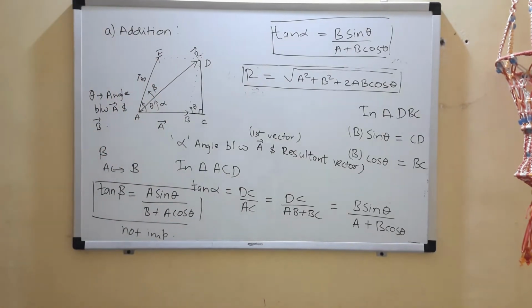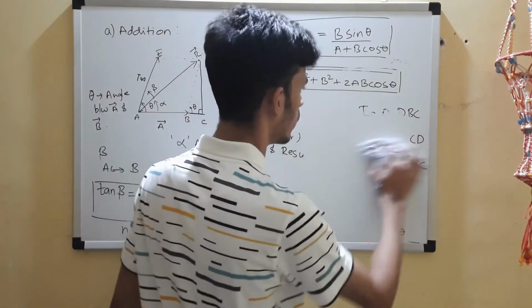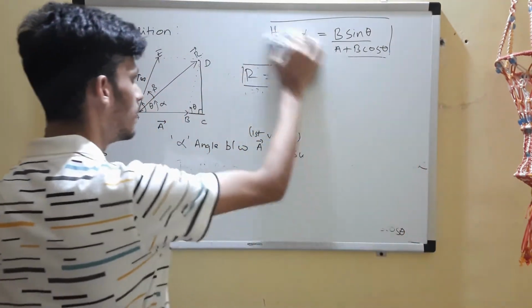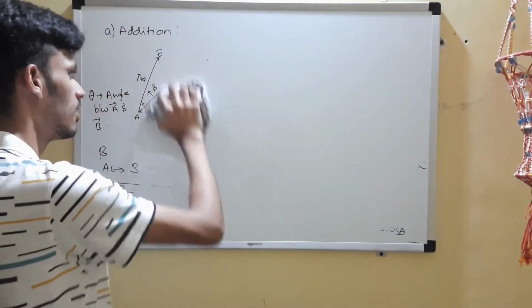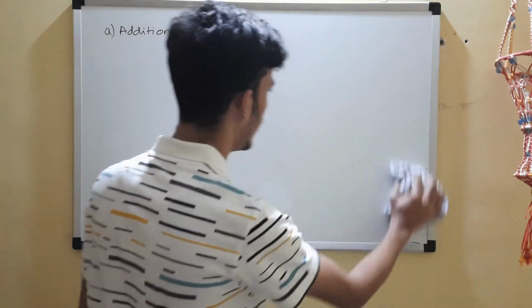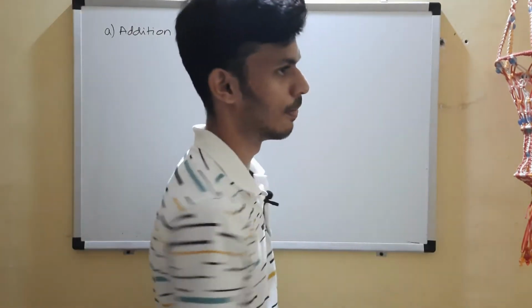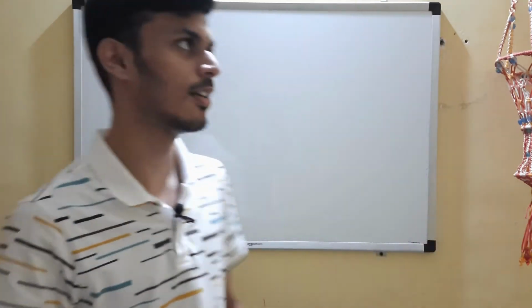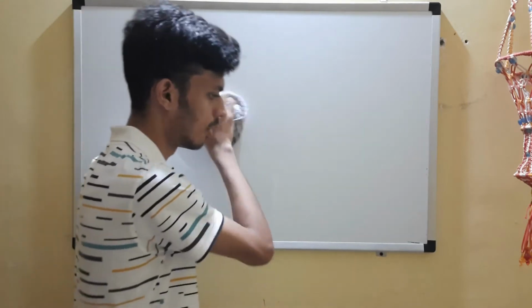Okay, I'll remove this now. A and B are the magnitudes of vectors A and B respectively, and theta is the angle between the two vectors. So addition is done. These were the two formulas we wanted: for the magnitude of the resultant vector and for the direction of the resultant vector.